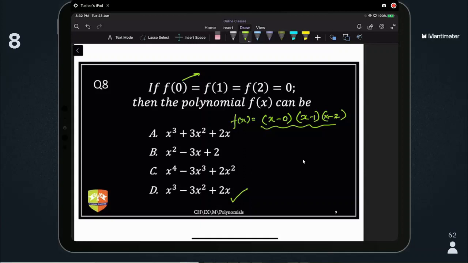Did you understand this? How did I get this? Guys, clear or not? Is that clear? Hello? Anyone saying anything? No, it can't be B, because there are three zeros. That means the degree has to be three.